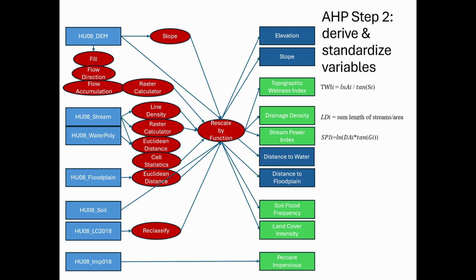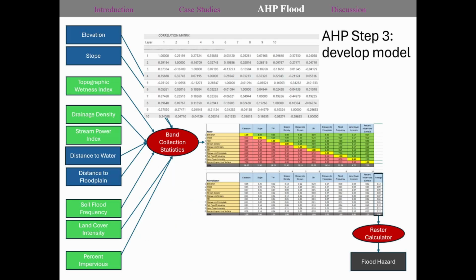These data were then all processed to produce 10 standardized variables. Those 10 standardized variables were run through band collection statistics to produce a matrix that tells you how much multicollinearity is going on in those 10 variables, so you could rerun your model by removing a variable that might be too collinear with another variable. And then you produce this matrix. It's all in Excel.